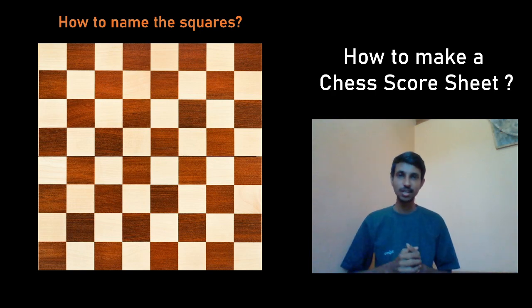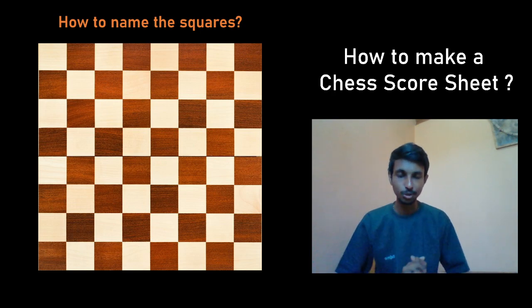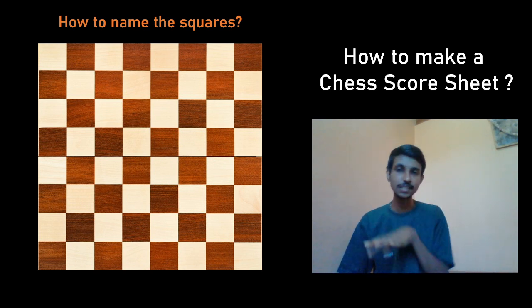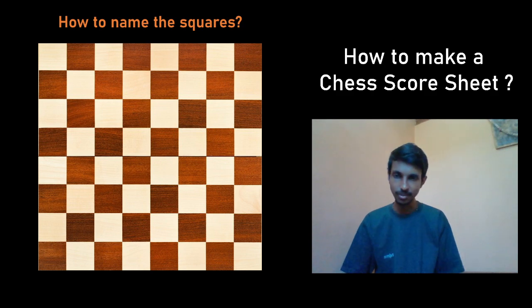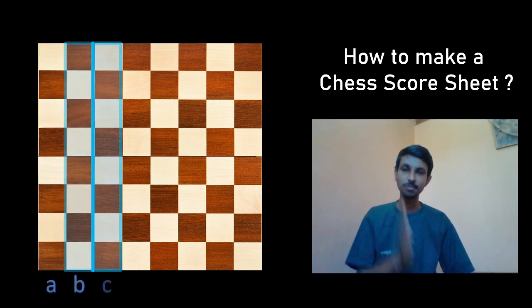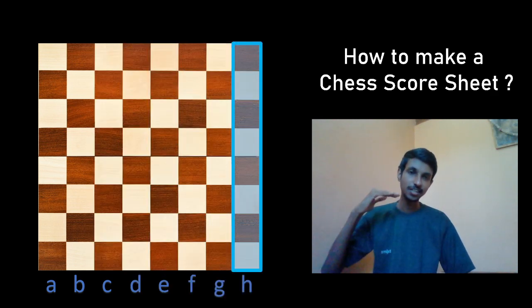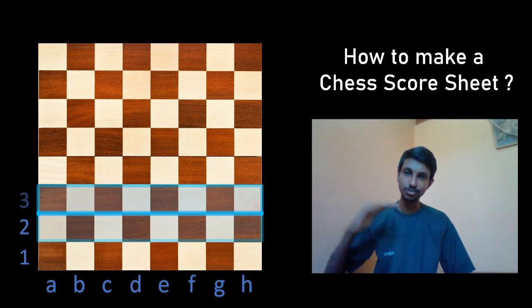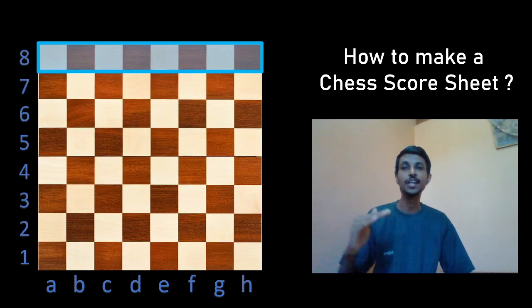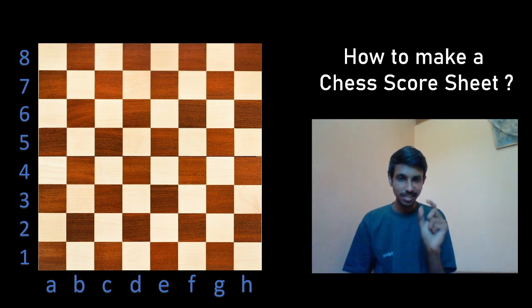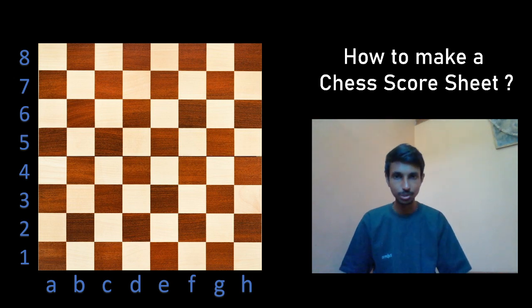So how many squares are there in a chessboard? A total of 64 squares. The chessboard is basically an 8 by 8 grid where each column is lettered a, b, c, d, e, f, g, h, and each row is numbered 1, 2, 3, 4, 5, 6, 7 and 8. One thing to note here is that the columns are lettered in small letters, not capital letters. We will look into it later.